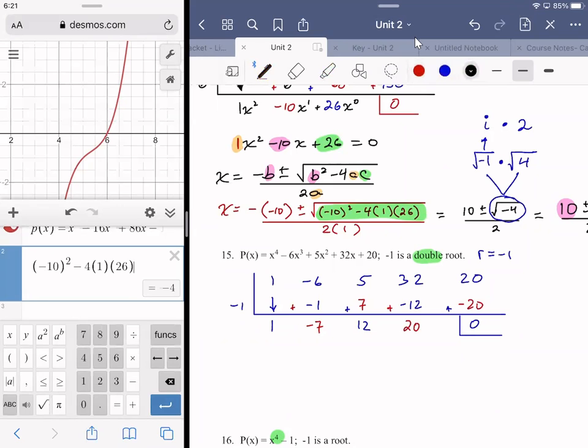So I can make another division bar, build off the previous work, and put that -1 on the outside a second time. Again, that second time is because it's a double root. If it was a triple root, I would do it a third time. It all depends on how many times the root is represented in terms of its multiplicity. So a double root is another way of saying multiplicity 2.